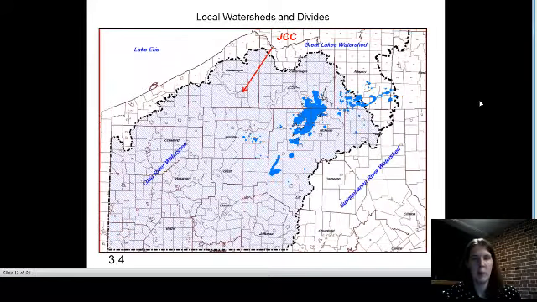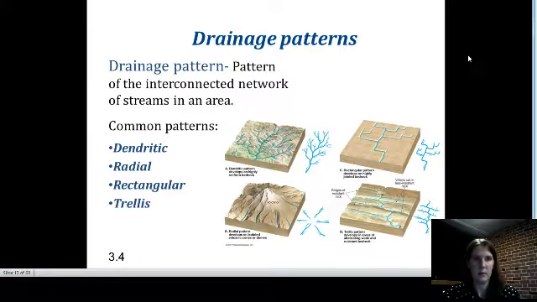So here's some local watersheds and divides. Jamestown is right in here, and it is in the Greater Great Lakes watershed. Okay, so I apologize. Lake Erie does not have a separate one. It is the generalized Great Lakes watershed. Okay, there are 4 distinct drainage patterns associated with surface runoff.